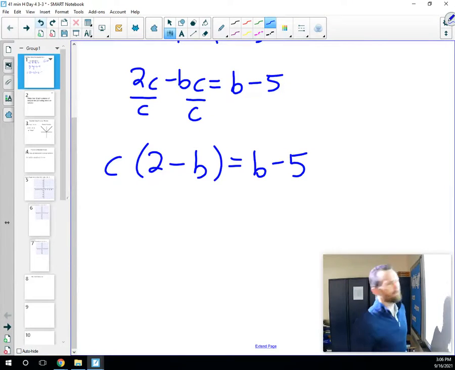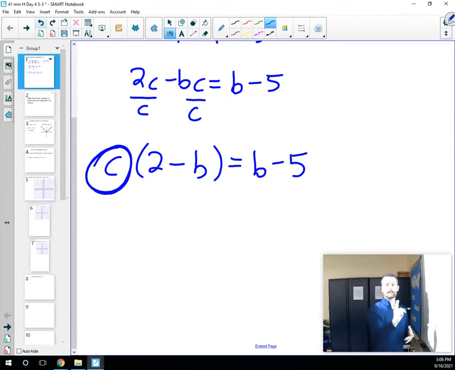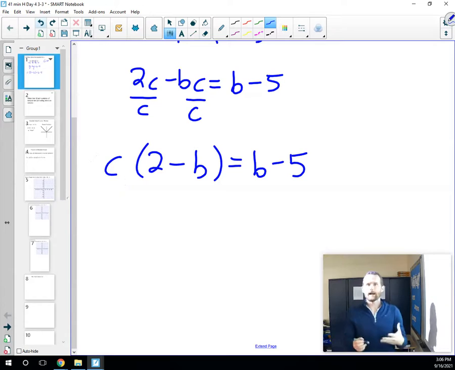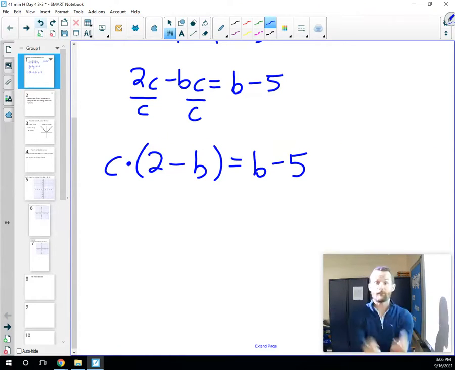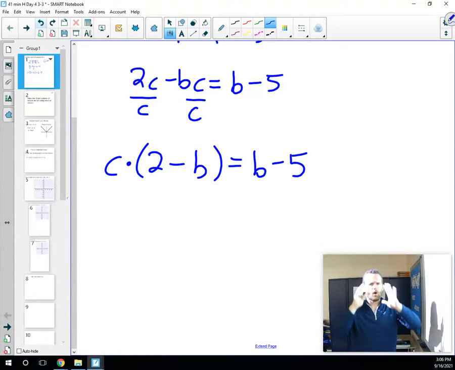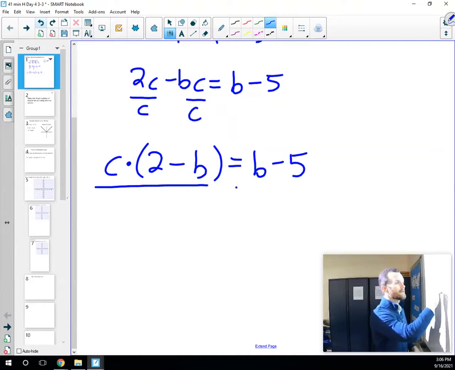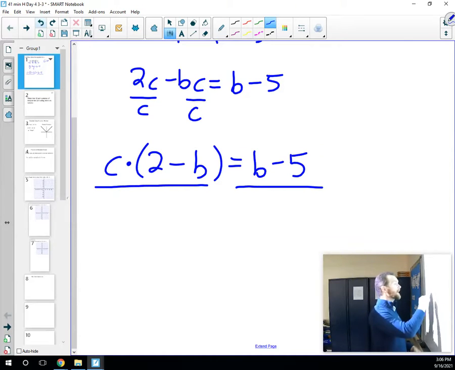Now this might not look better, but what's better about this is there's only one C. There's only one of the variable that we're trying to get by itself. So we're actually one step away from being done. And the key is that multiplication. It's C times everything in that parentheses. Well, okay, so all we have to do to get C by itself then is to cancel out the multiplication. And we cancel out multiplication with division. So I'm going to divide both sides by 2 minus B.